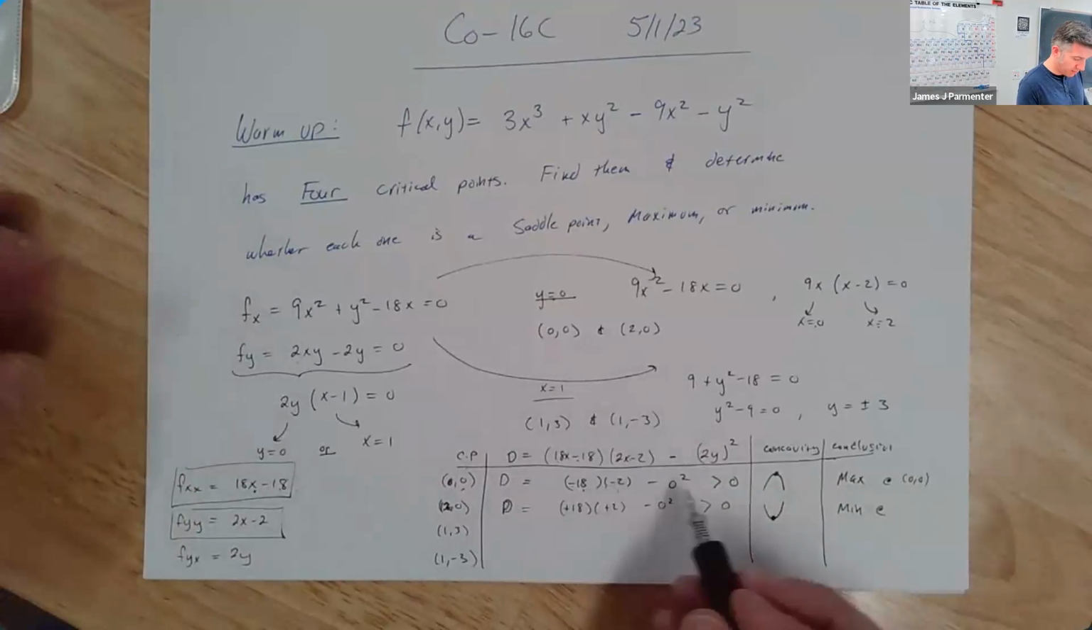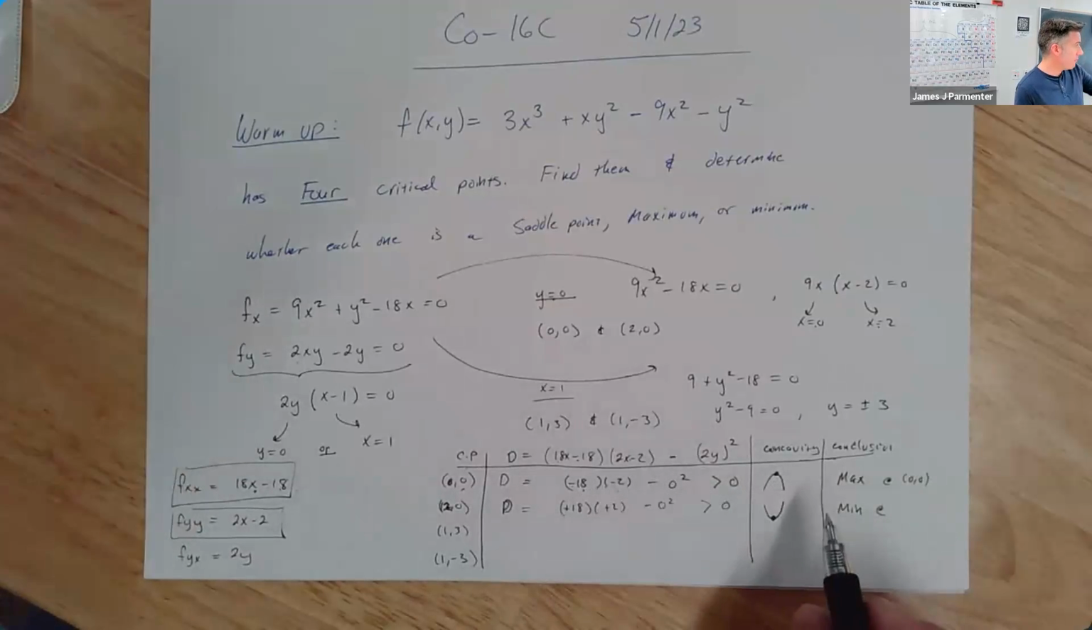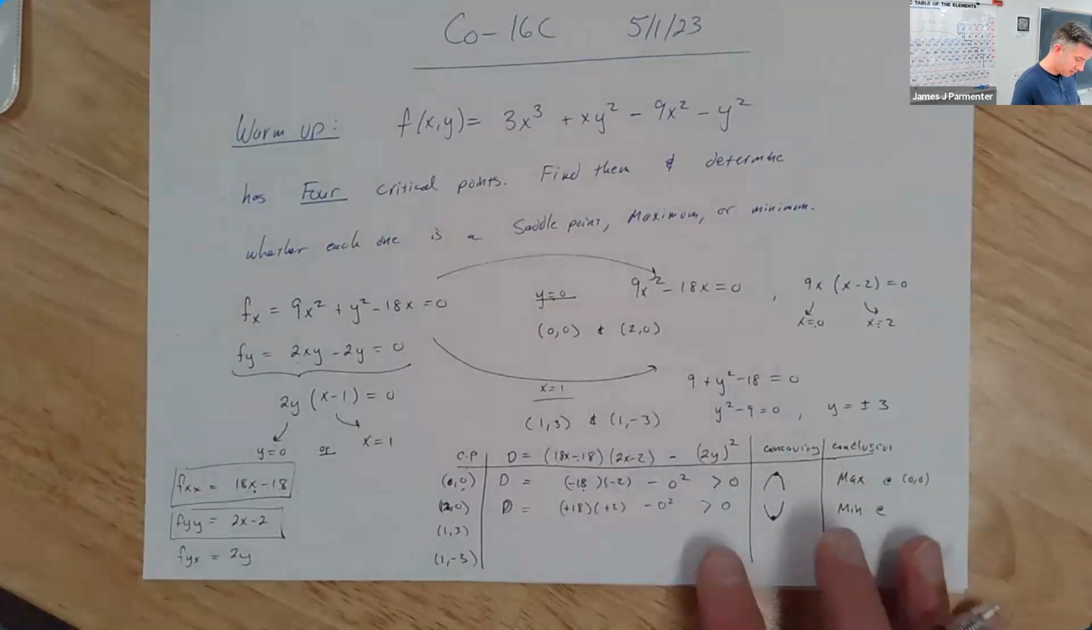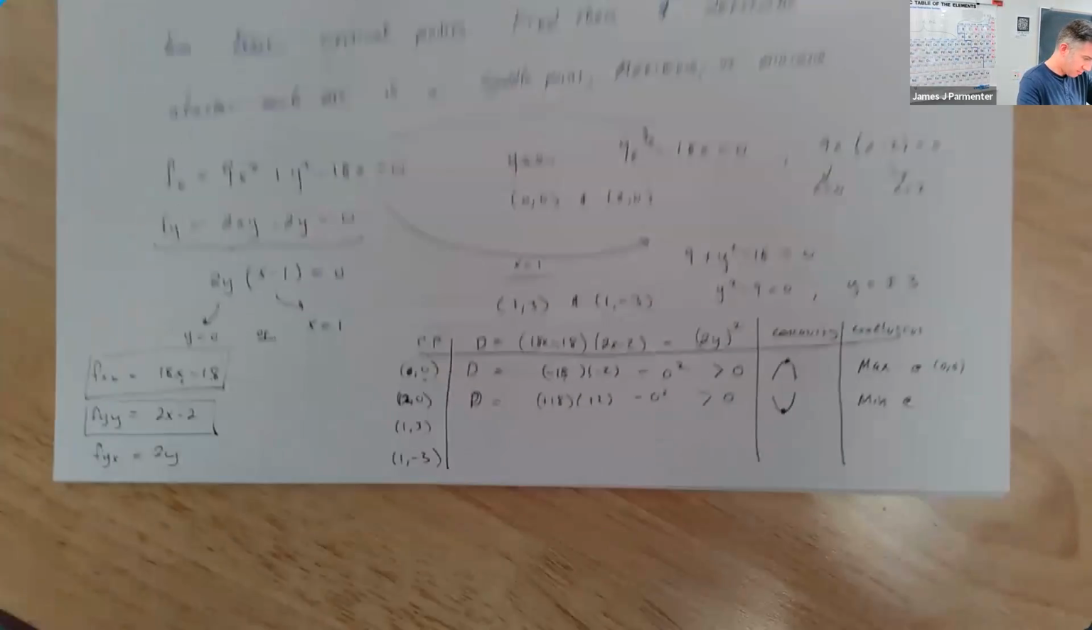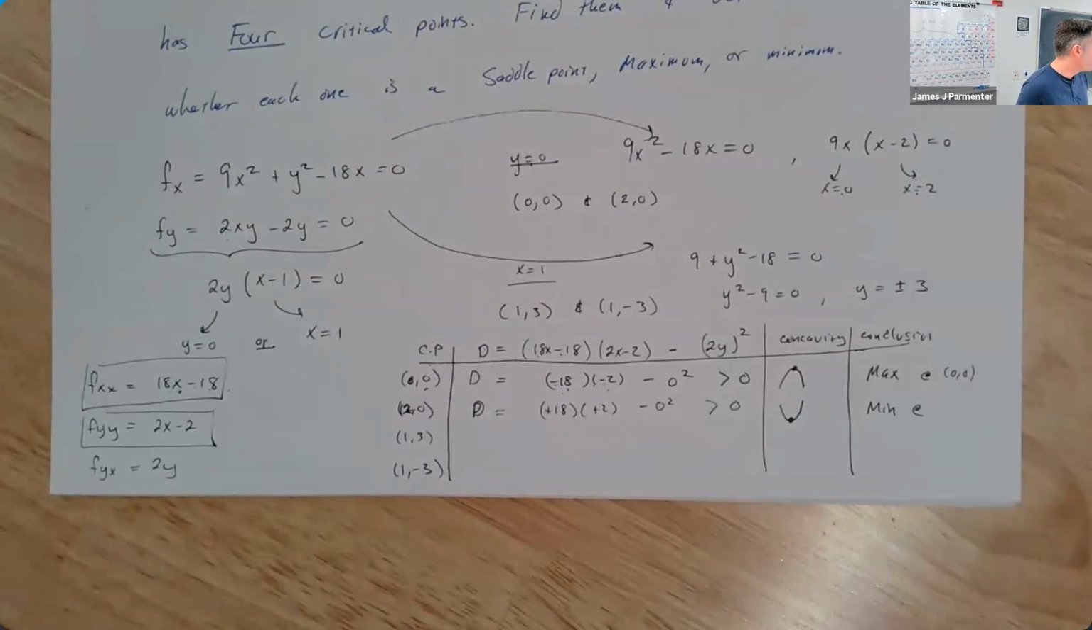So if they're both negative, concave down. If they're both positive, concave up. Evan: The fyx equals 2y, is it not fxy? It's either way. It's the same thing.